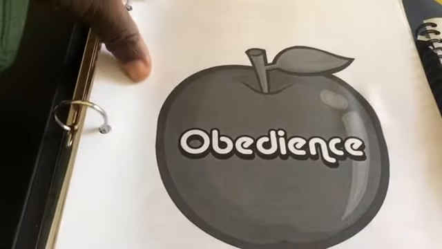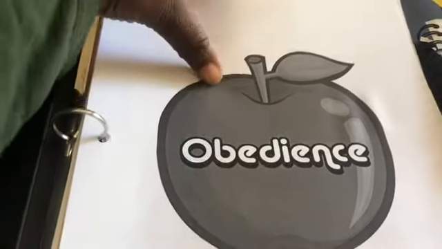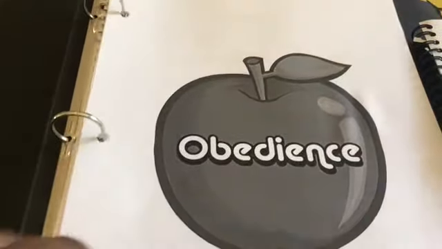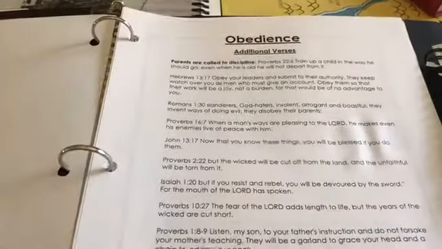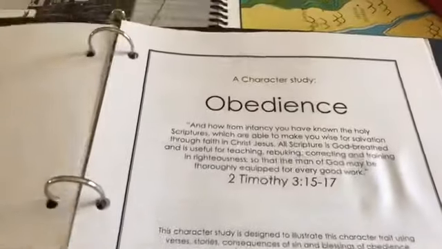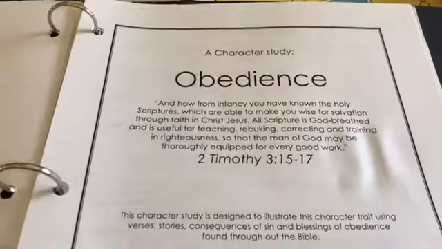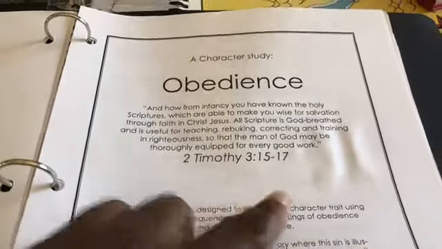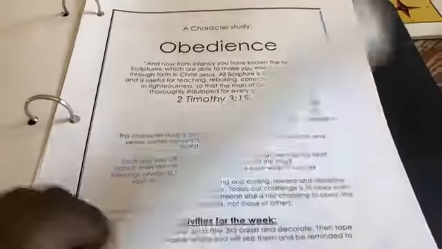So I had printed out some character study Bible work a while ago. If I remember where I got it from, I'll link it below. But it just has different daily lessons you can do about different things. So the first one is obedience. It tells you here, it's a little Bible scripture about obedience. It's 2 Timothy 3:15 through 17. So the children will read that.